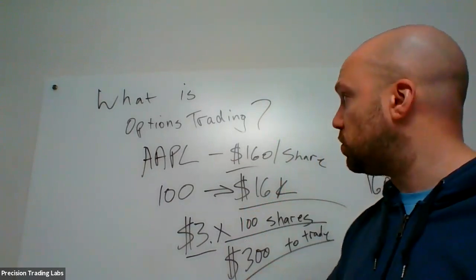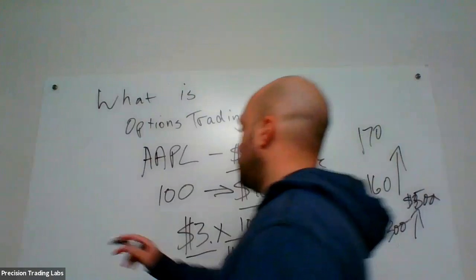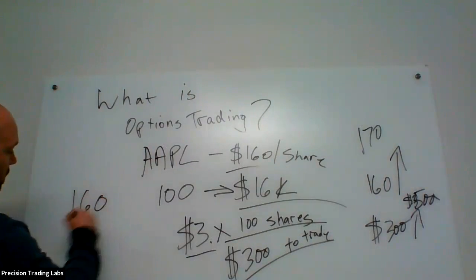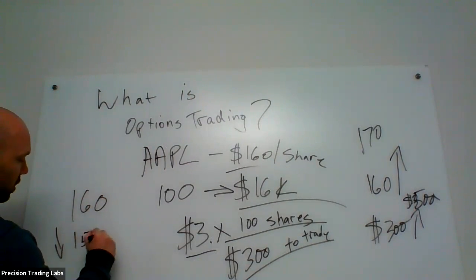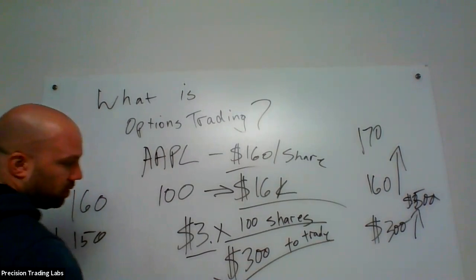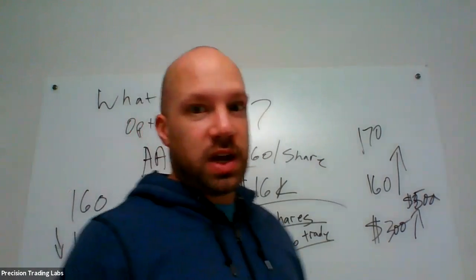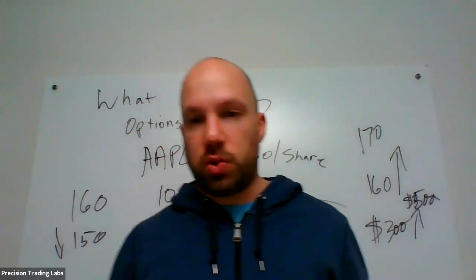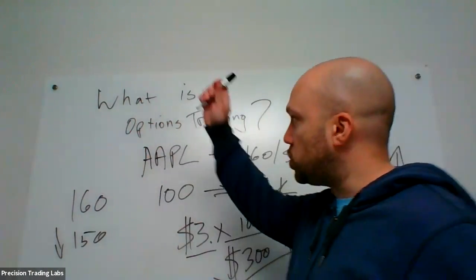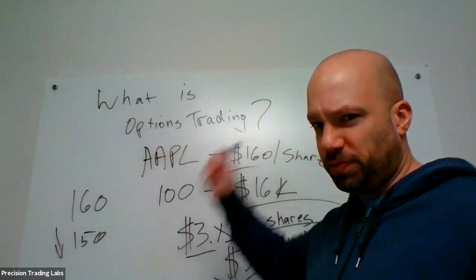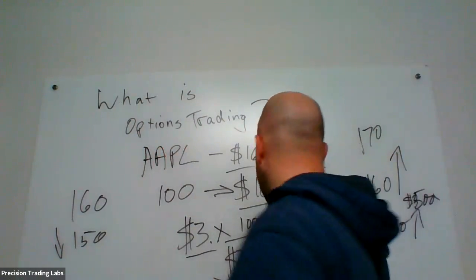There is a downside too. Say Apple goes from 160 down to 150. Well, you might lose half of your 300. You might lose more. So there is a downside. It's not a win-win situation. But think of it as a cheaper way to trade the stock. It's the most important thing. Let me do the takeaways. I'll keep it short.